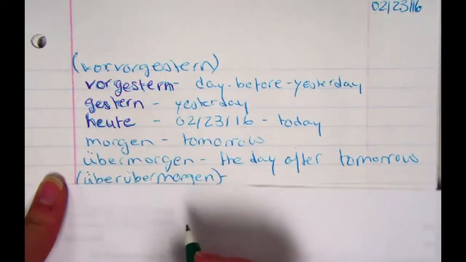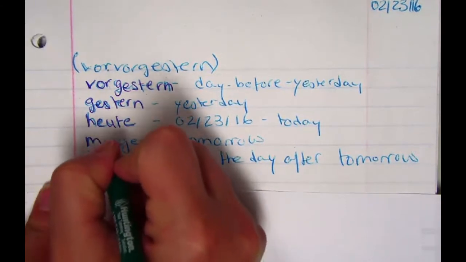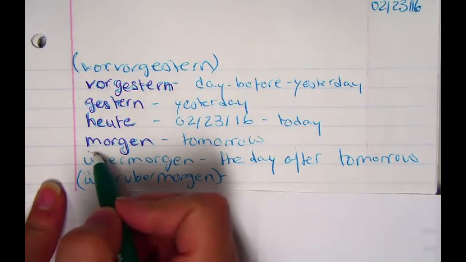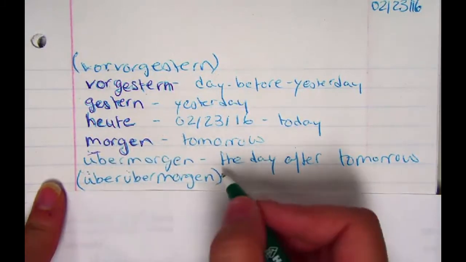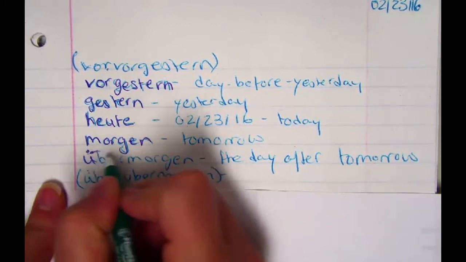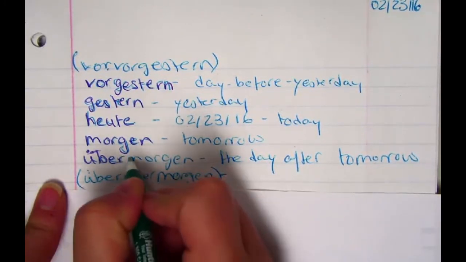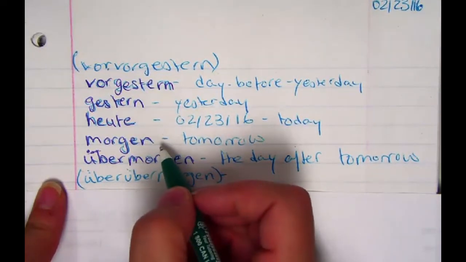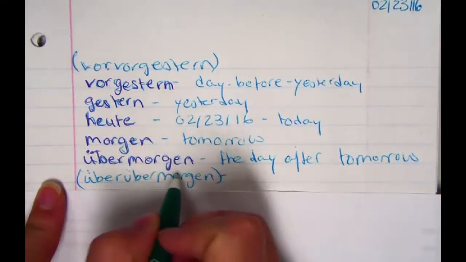So then we have morgen. We use that all the time as well. Now notice this is the morgen that is lowercase, not uppercase. If it's uppercase, it means morning. And then the day after that, or over that in German, is übermorgen. So repeat after me. We have morgen and übermorgen.